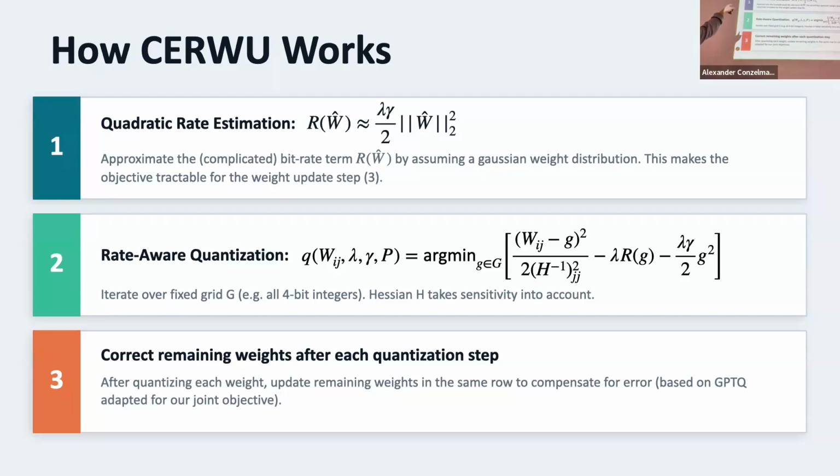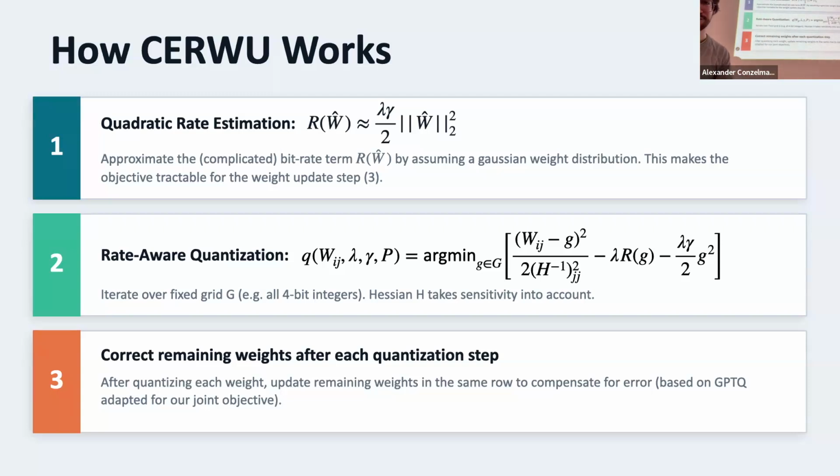The first one is usually this bit rate term, R of W hat. This is quite complicated. So we replaced it by a quadratic rate estimation. You can just assume a Gaussian weight distribution. This makes the objective tractable later. In the second step, we then change the quantizer. So it is actually aware of the quantization.